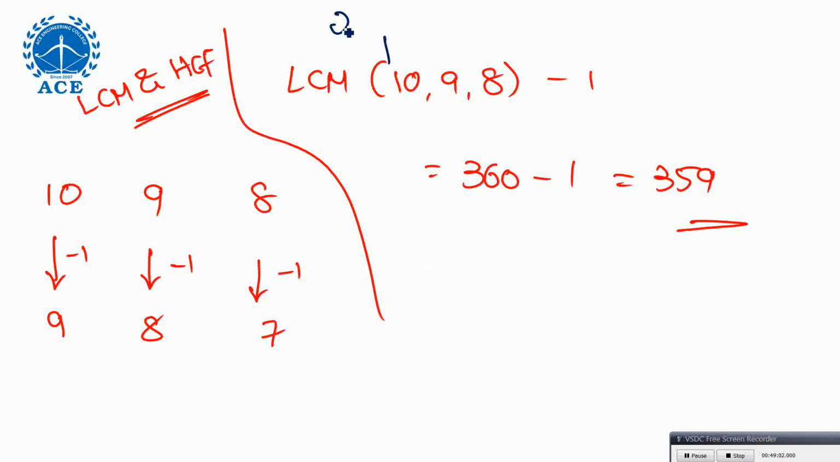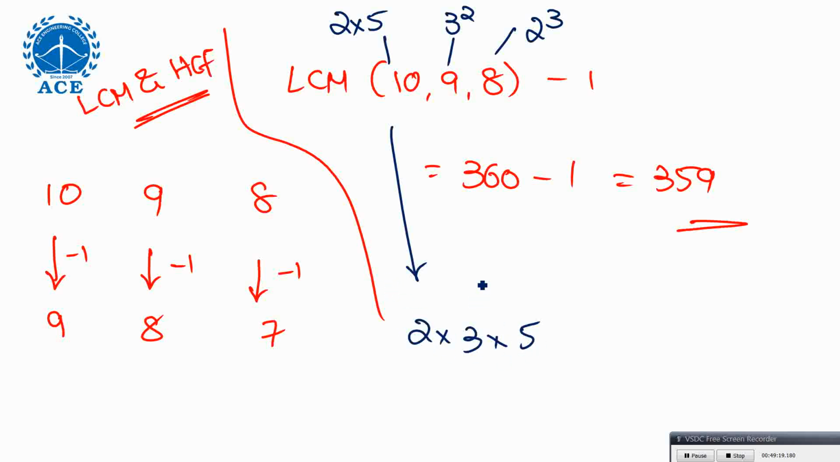Write 10 as a product of prime powers: 2 into 5. 9 as 3 square. 8 as 2 cube. Now, what prime numbers are involved there? 2, 3, 5. What is the highest power of 2 among these? 2 cube. 3's highest power is 2. 5's highest power is 1. This will give the LCM. 8 into 5 is 40, 40 into 9 is 360. If you want to find the LCM of any numbers, write them as prime powers. Then while doing LCM, write all prime numbers, each with its highest power.